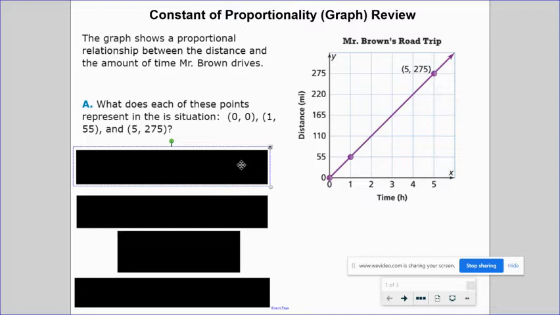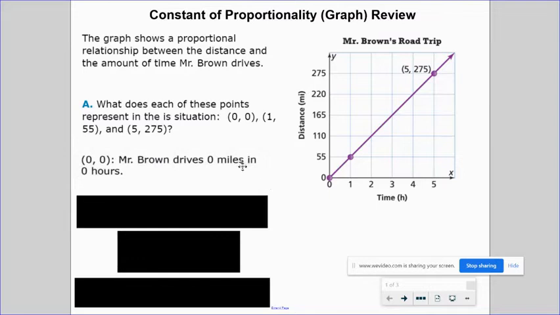There are multiple ways that you can say the same information, such as Mr. Brown drives 0 miles in 0 hours. As long as you keep your X with hours and your Y with miles, it doesn't matter the order in which it's presented. Now let's take a look at the second ordered pair, (1, 55). 1 is discussing hours, 55 miles. So when Mr. Brown drives for 1 hour, he goes a total of 55 miles.